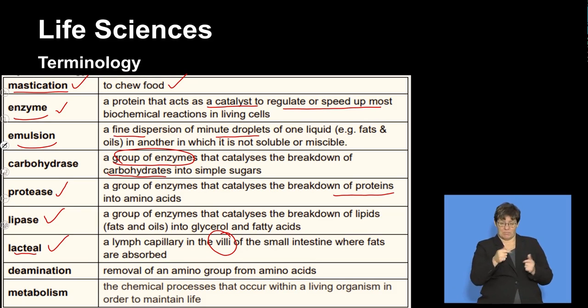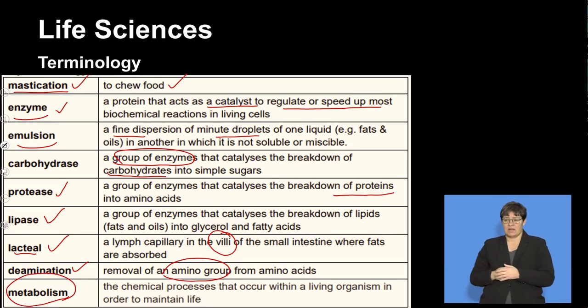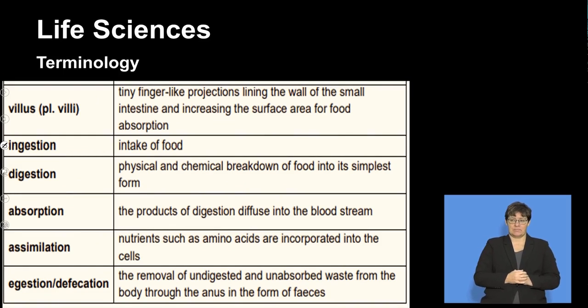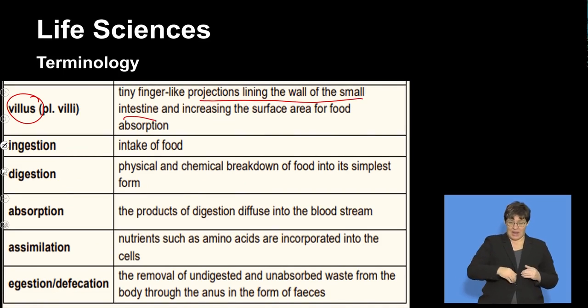And then the process of removal of excess amino acids, called deamination. We're going to mention the concept of metabolism, which again refers to all the processes that take place, all the chemical reactions that take place in the body. We're going to talk about the villi as an adaptation in the lining of the small intestine, and we will spend some time looking at that structure in detail.